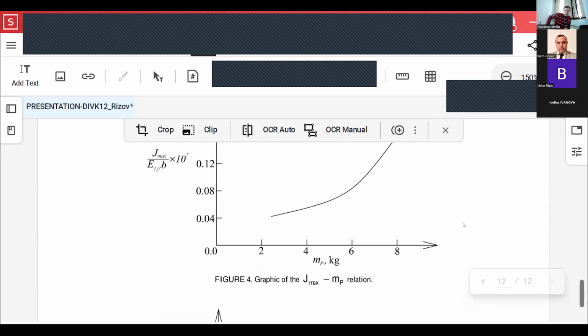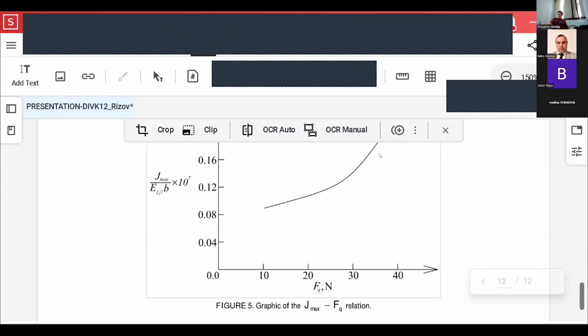The evolution of the maximum J with varying Fq is also a subject of exploration in the current article. This exploration results in the J max and Fq relation, whose graphic is reported in figure number 5. The relation is nonlinear. Besides, it can be seen that J max has a growing rate.